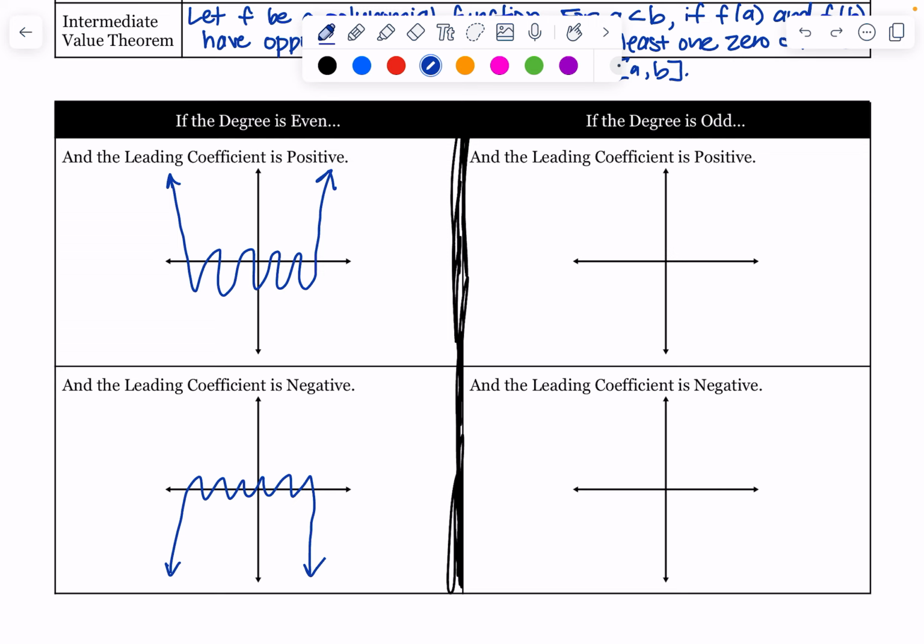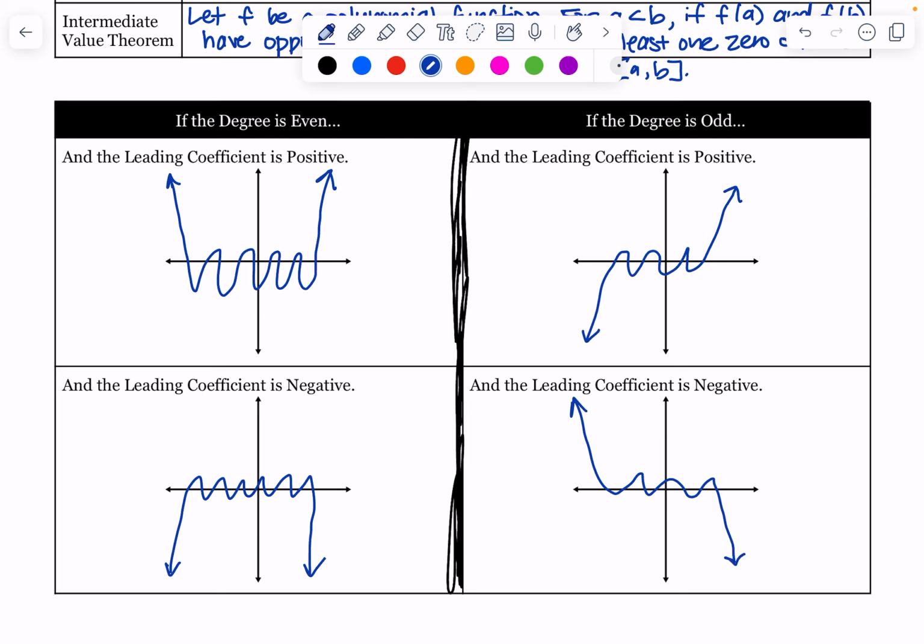Okay, if the degree is odd and the leading coefficient is positive, we're going to start down. Some stuff might happen, and it's going to finish up. Sorry, that's so ugly. Okay, if the leading coefficient is negative, it's going to start up. Some stuff might happen in the middle, but it's going to finish down.